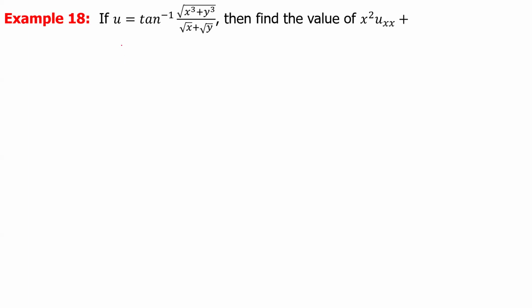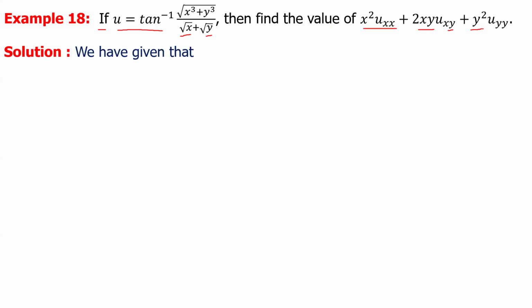In this lecture, we take the question based on Euler's theorem. The question is, if u is equal to tan inverse of root over x cube plus y cube whole divided by root x plus root y, then find the value of x square uxx plus 2xy uxy plus y square uyy.